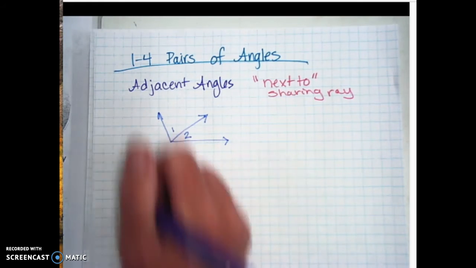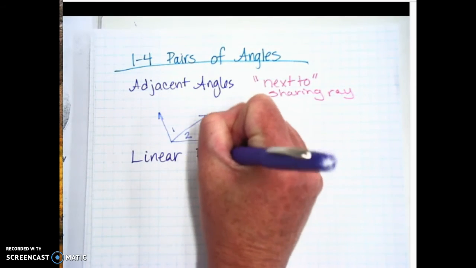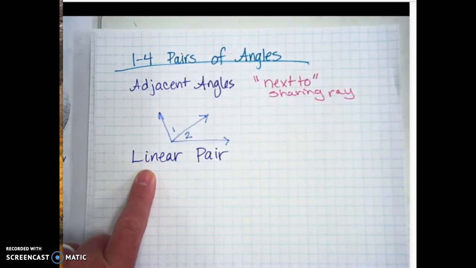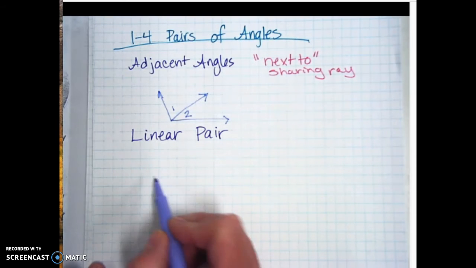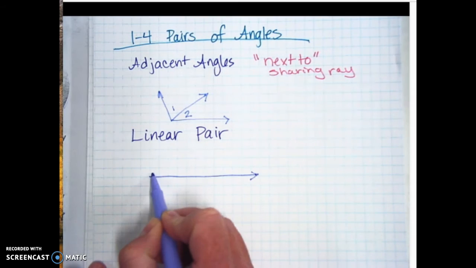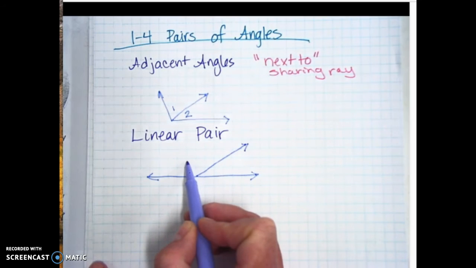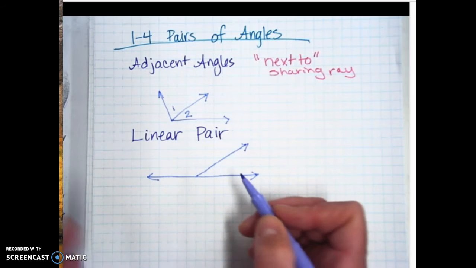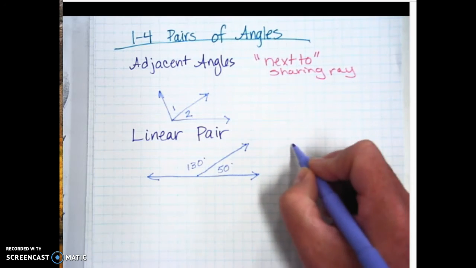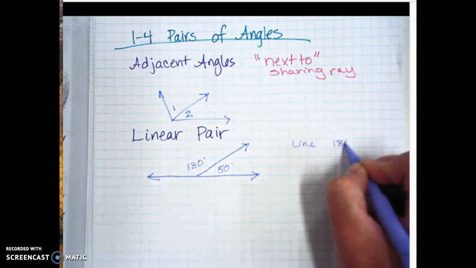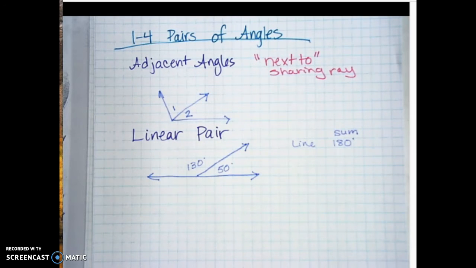Next pair of angles is a linear pair. This word linear has what word in it? Line. So they're going to make a straight line. And it doesn't matter what the measurement of this angle is or what the measurement of this angle is. But let's say this one's 50, this one's 130. They need to make a straight line, which will be 180 degrees. So their sum is going to be 180 degrees.